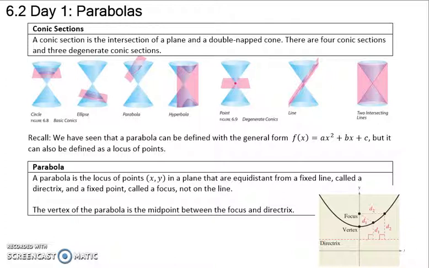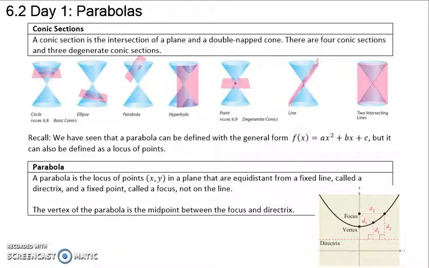Working from left to right, if the plane that is intersecting the double napped cone is parallel to the bases, then it's going to give you a circle. Or it could give you a point if it intersects right where the 2 naps of the cone meet. That would be the first degenerate conic. You can get an ellipse by skewing the plane a little bit and intersecting the cone, as you see in the middle, or the second from the left.